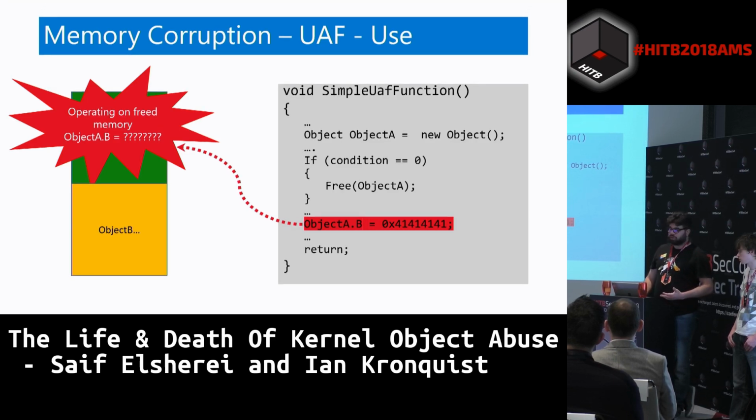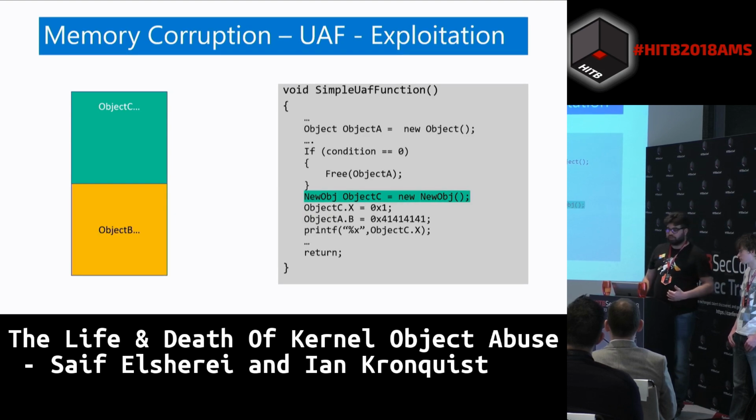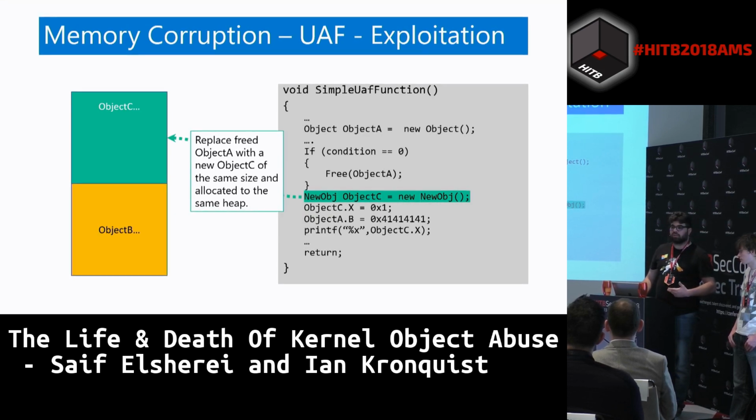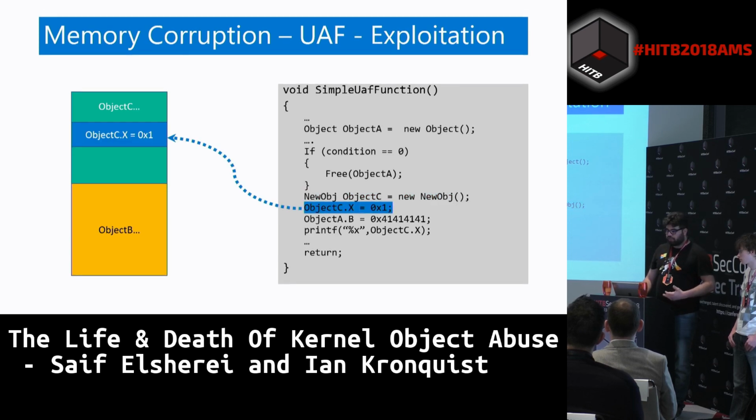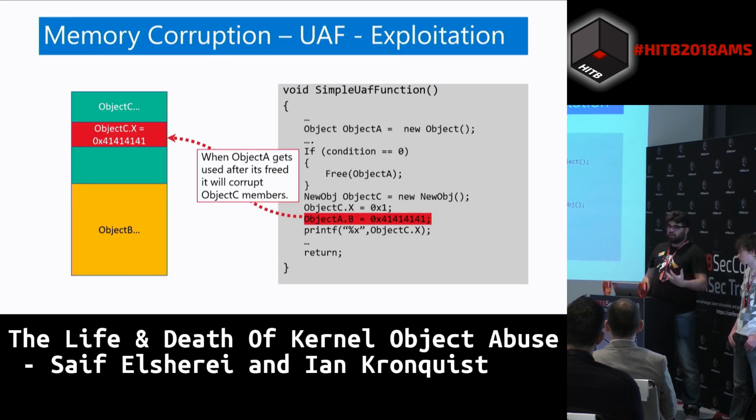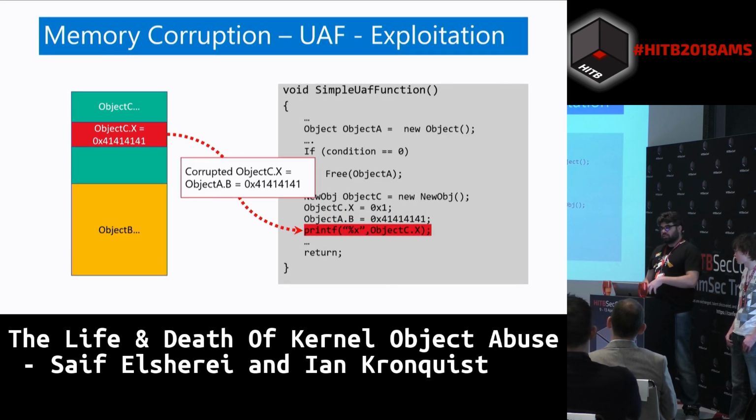Now, how would you usually exploit that? After the object has been freed, we try to allocate an object of the same size in the same heap or memory location to replace the previous object. If we assume that object C, the last object that was allocated, has member X with the value of 1, and we operate on the dangling pointer from object A, the first object that was freed, and modify the value of its B member to 41, 41, 41, or any other value, then when we print object C's .x member, it will be equal to the value that was modified by the other dangling pointer. Of course, this is a simple demonstration of what can actually happen.